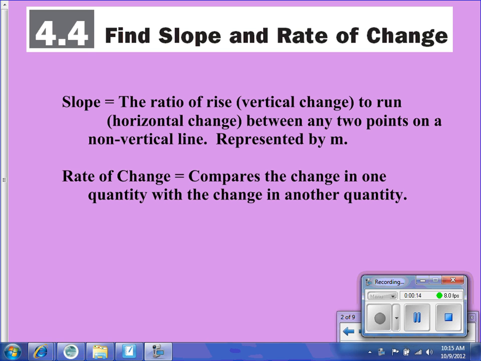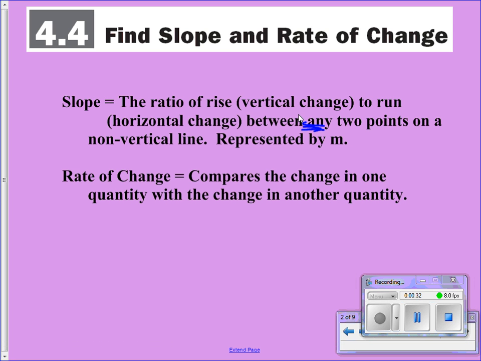The slope, you guys should have learned about last year, is a ratio of rise, which is the vertical change, compared to run, which is the horizontal change. And that is a comparison between any 2 points on a line. Emphasize any 2 points, because the line should be straight. Sorry, my board's not very well aligned.